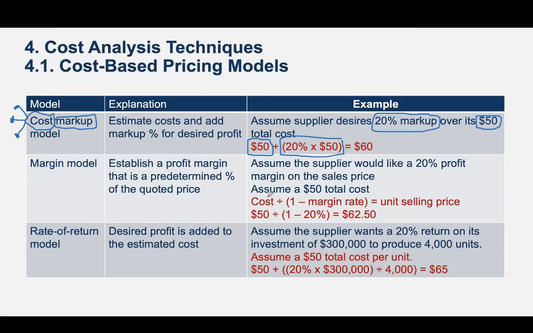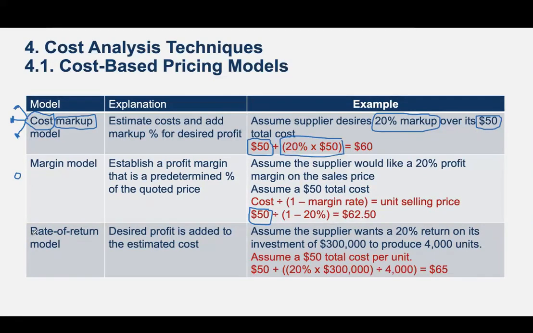So for example, again, let's say cost is $50, and you say your margin rate is 20%. So 1 minus 20% will be 80%. So $50 divided by 80% is equal to 62.5. So your price will be 62.5 if you're using this margin model.